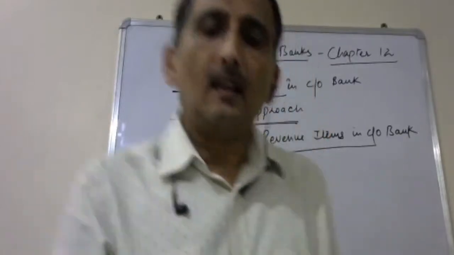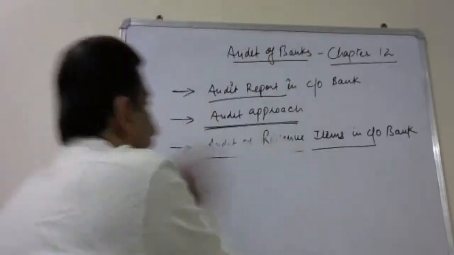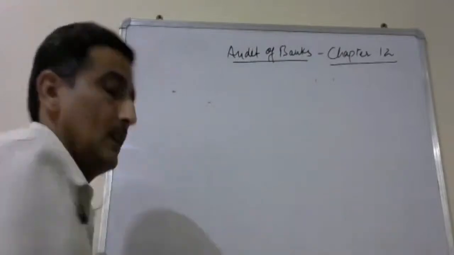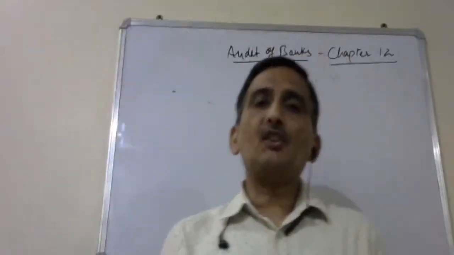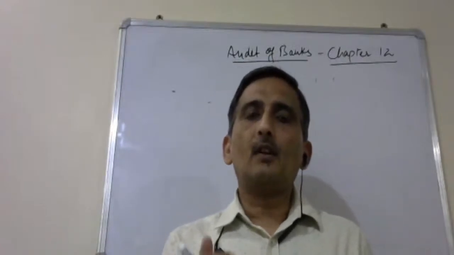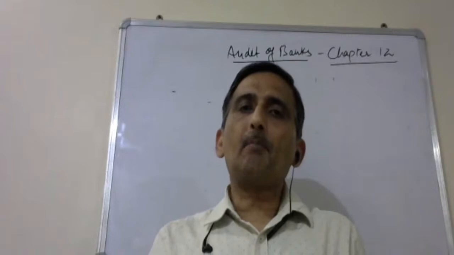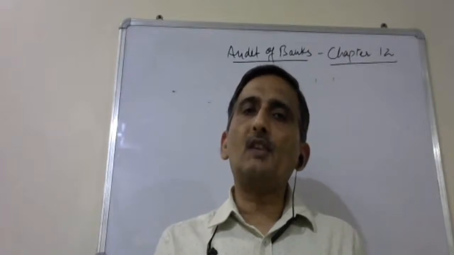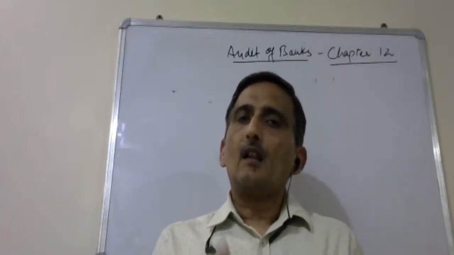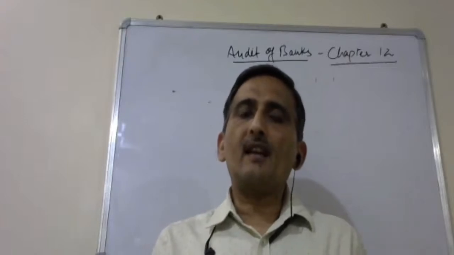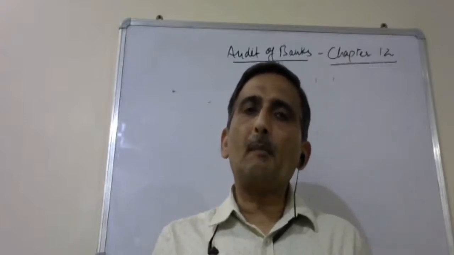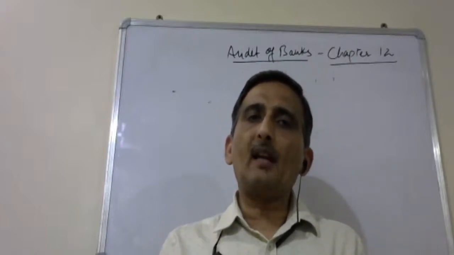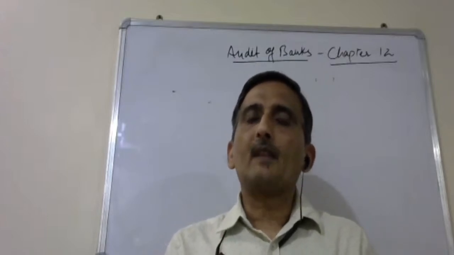So students, we have already understood that the balance sheet and profit and loss account of a bank are prepared in accordance with the Third Schedule of the Banking Regulation Act 1949. As we have discussed day before yesterday, the balance sheet is to be prepared in accordance with Form A, and the profit and loss account is to be prepared in accordance with Form B.